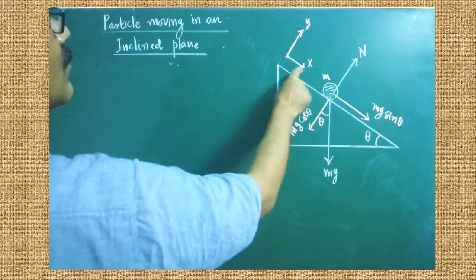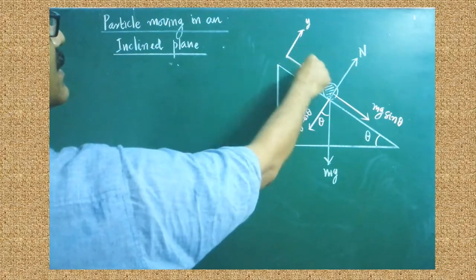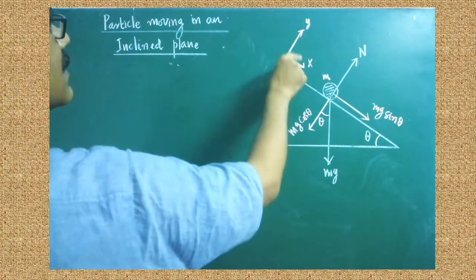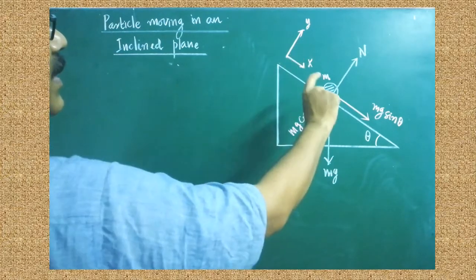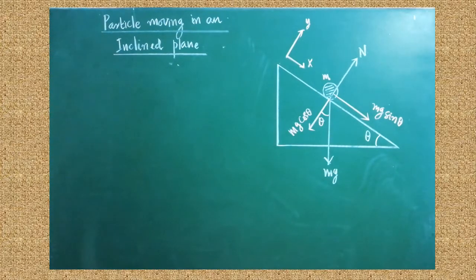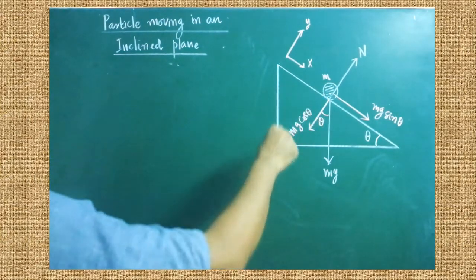Here I have drawn a two-dimensional coordinate system. This one is to be taken as the x-axis and this one as the y-axis. With the help of the coordinate system alone, we are able to identify the direction of the forces. So for that body I am going to draw the free body diagram. Here we have to identify how many forces are acting on the body.